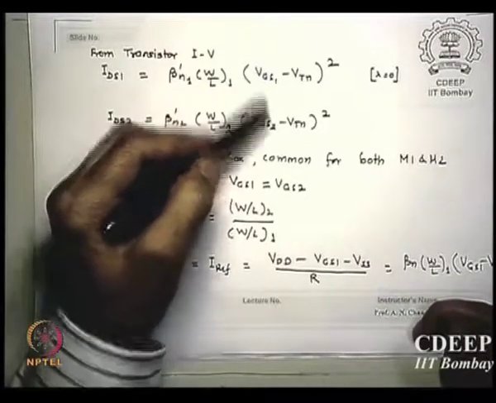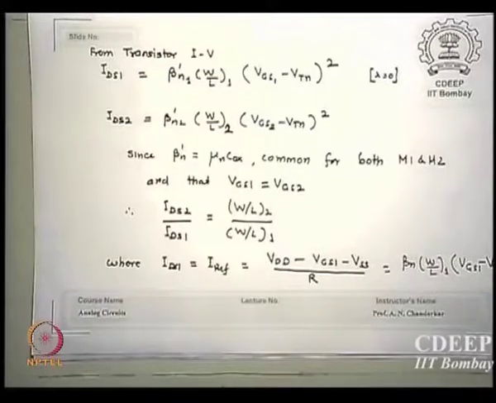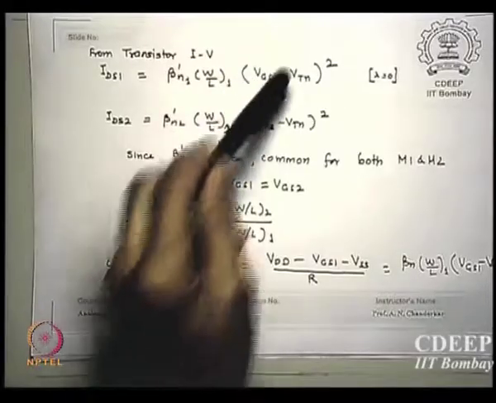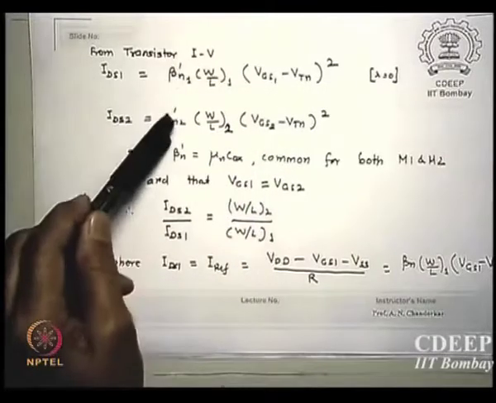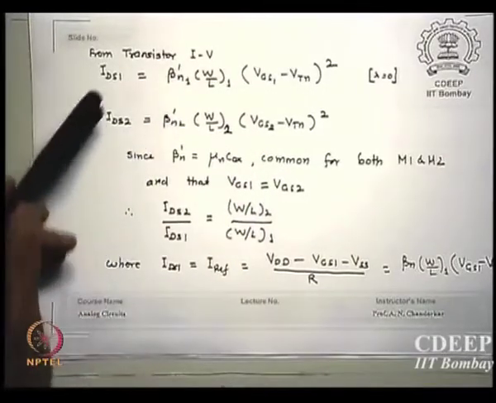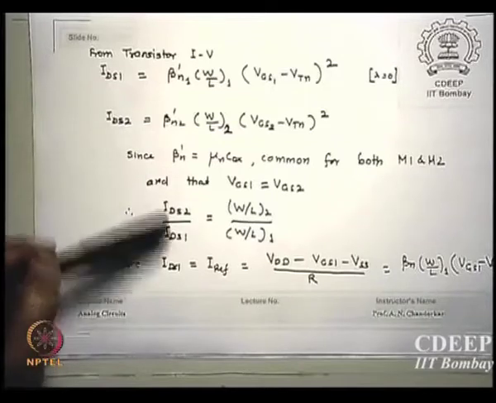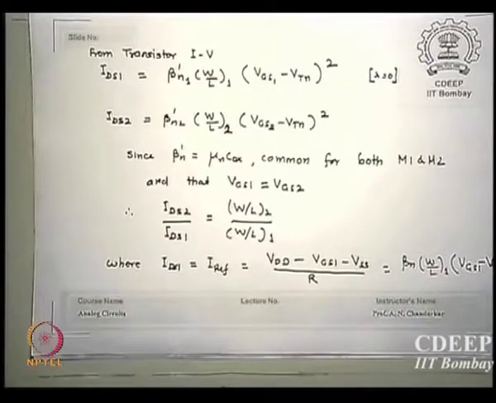However, VGS1 is equal to VGS2. Is that clear? They are connecting the gates, so VGS1 is equal to VGS2. VTs are the same. So if I take a ratio of IDS2 by IDS1, what is the IDS2 current?